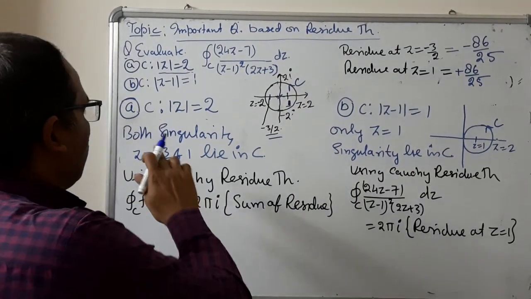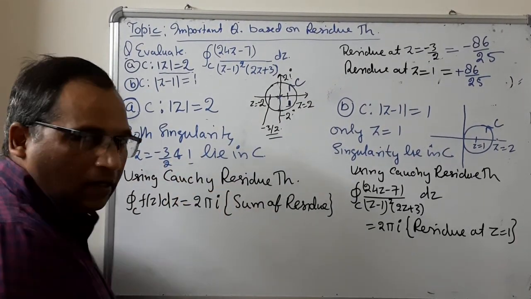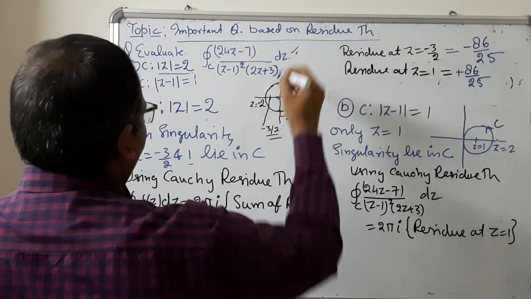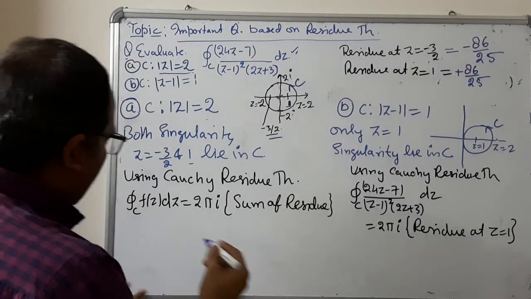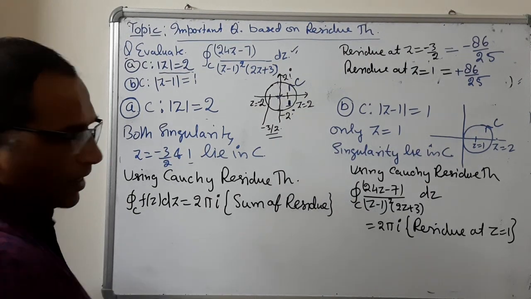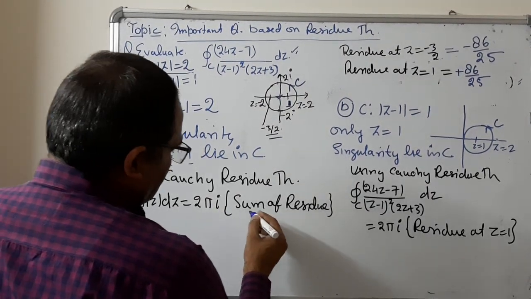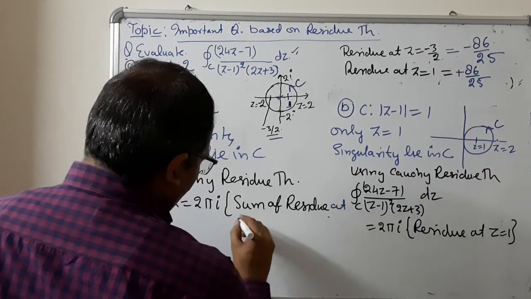So we can say that both singularities, z equal to minus 3 by 2 and z equal to 1, lie in C. For finding the value of this integration, we apply the Cauchy residue theorem. The Cauchy residue theorem says that the integration on C of f of z dz is equal to 2 pi i times the sum of residues at all singularities.